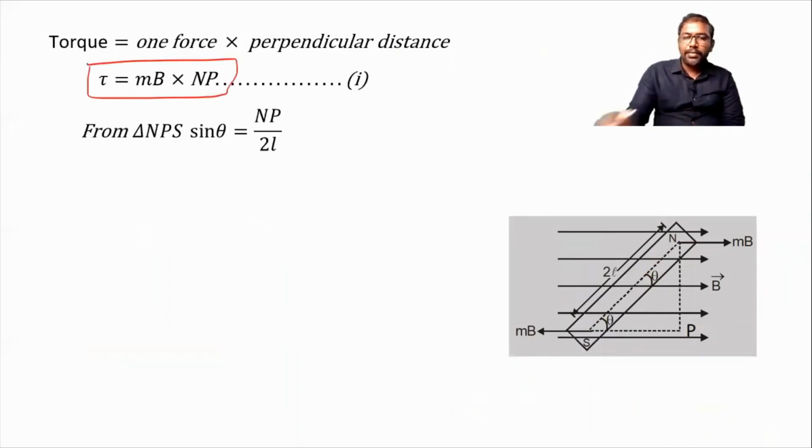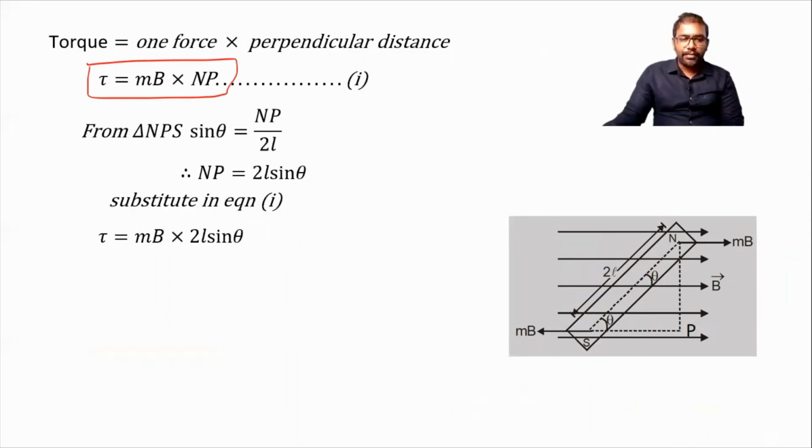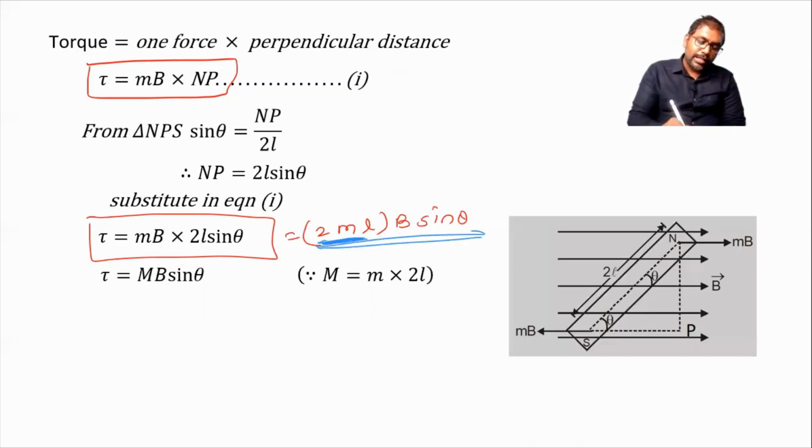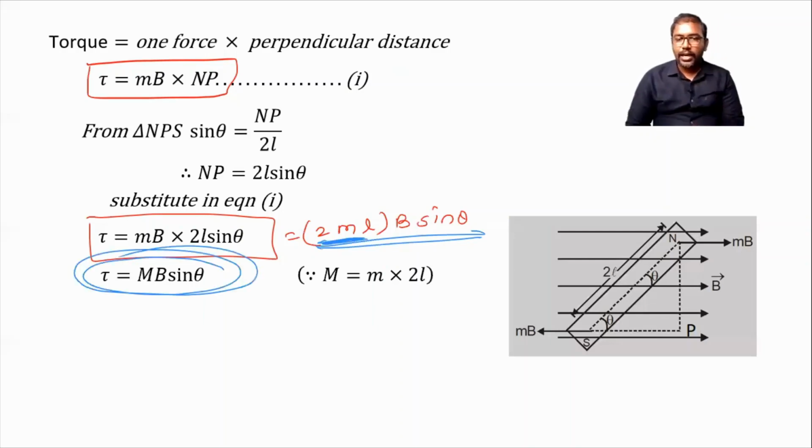Now sine theta is NP by 2L. So NP is 2L sine theta. Let me substitute and then equation of the torque becomes torque is equal to MB into 2L sine theta. Now this formula we can write, I write 2 first, then M, then L, then B, and then sine theta after rearranging the terms. And you know that this 2ml is capital M. So instead of this 2ml, I can write capital M. So we get this formula torque is equal to MB sine theta. And this is the final formula of the torque acting on dipole.